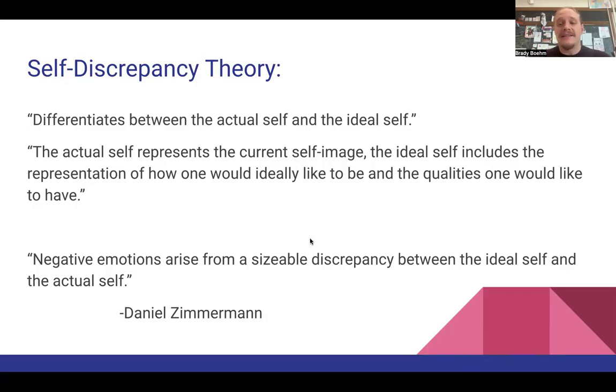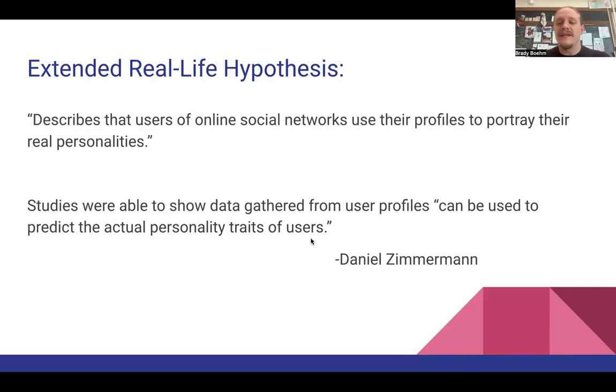Another hypothesis is the extended real life hypothesis, which argues that people actually portray their real personalities online. So this is a little different from self-discrepancy theory. Here we have studies showing that people use their user profiles to predict actual personality traits of other users. And so the idea here is that people may be more honest than we thought they were in the self-discrepancy theory.